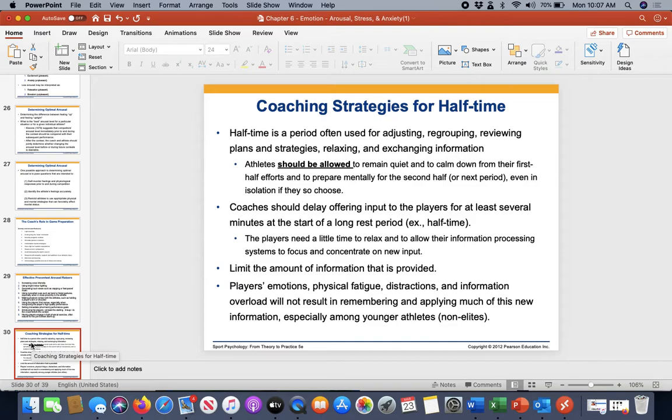One of the things that you cannot do is force athletes to start getting pumped up. They are allowed to be quiet. They're allowed to be calm, okay? But they also need to start preparing for the next half, even though you're going to be telling them specific things as a coach.